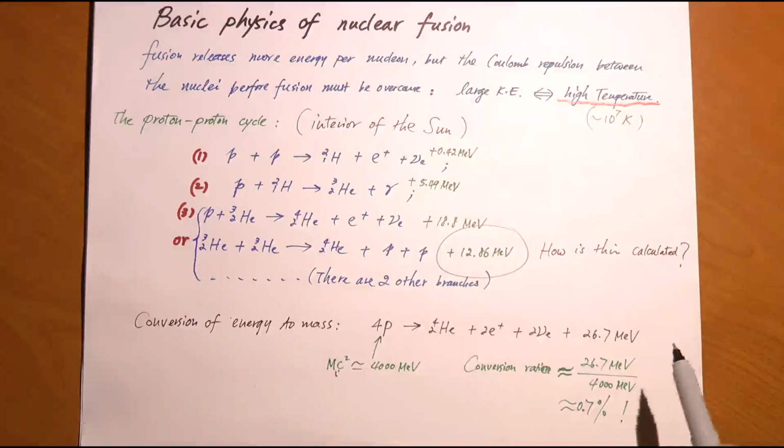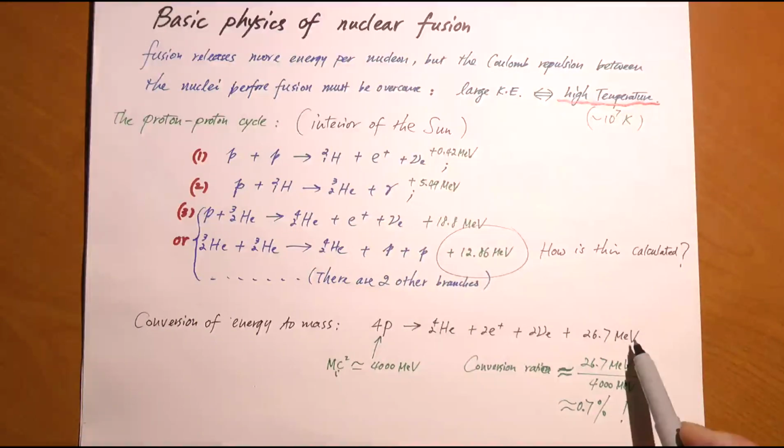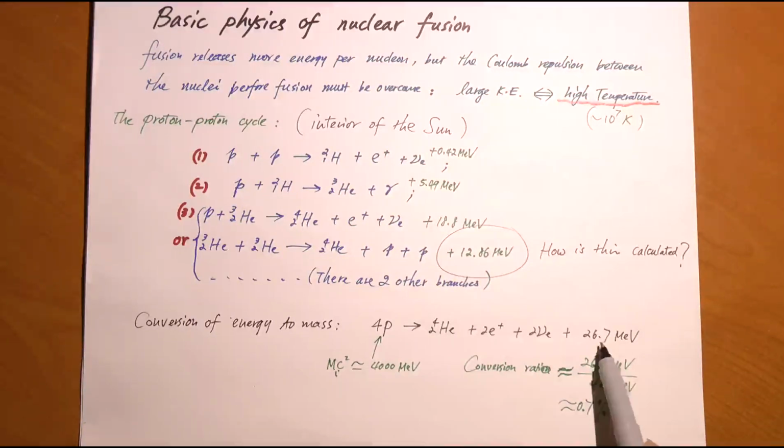So what fraction of the initial rest energy is converted into energy? In other words, what fraction of the mass of these 4 protons is actually lost and converted into energy as a result of this proton-proton cycle? We can do a conversion ratio, 26.7 MeV divided by 4,000 MeV, and you're getting 0.7%. That is a huge amount of mass loss or energy conversion.